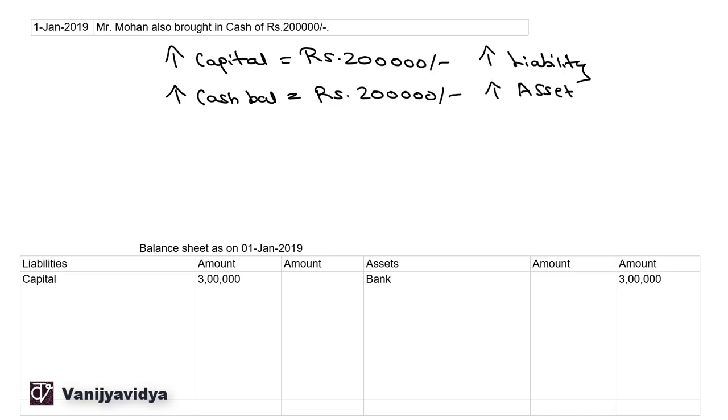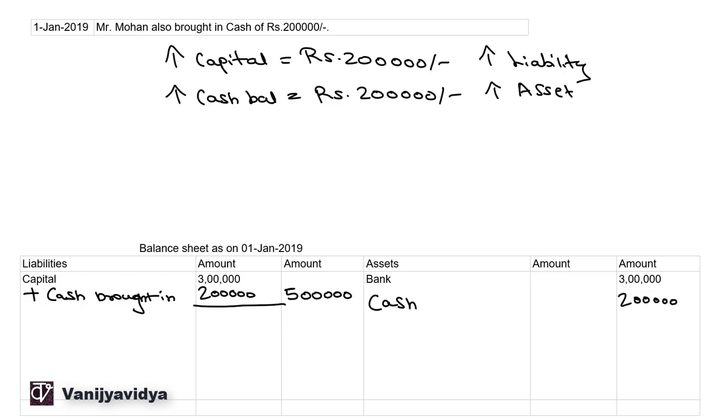Now let's give effect of this transaction in the balance sheet. This is the balance sheet which has been carried forward from the last transaction. So capital, initially he had introduced 3 lakhs in bank, now plus cash brought in 2 lakhs. So total capital becomes 5 lakhs. On the asset side, there is an increase in cash balance of 2 lakhs. Total of liabilities side is 5 lakhs. Total of asset side is 5 lakhs. Now let's move on to the next transaction.